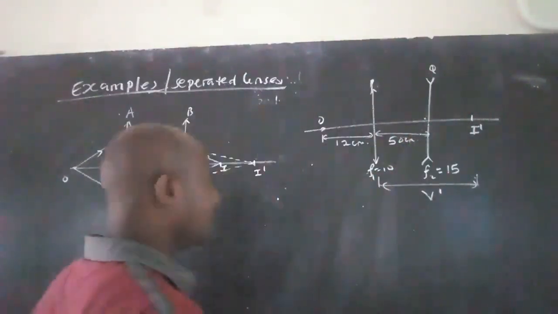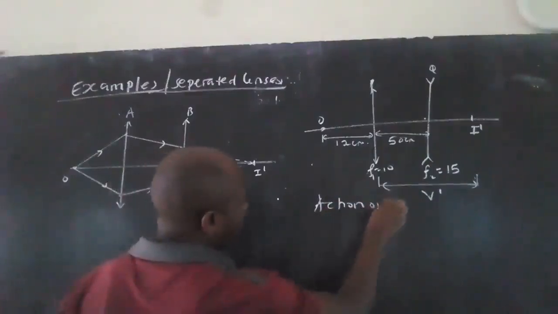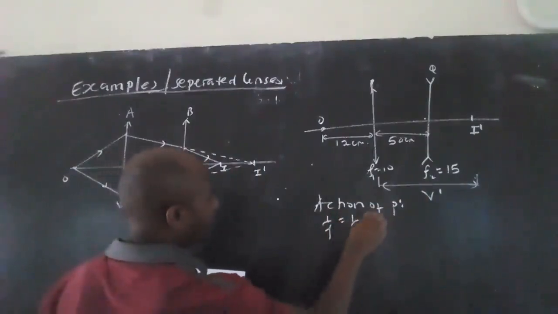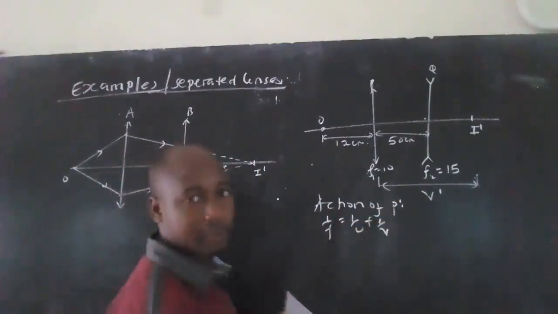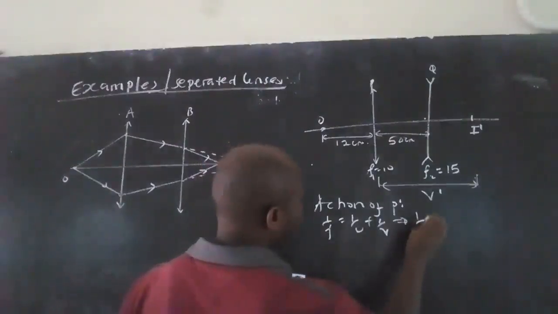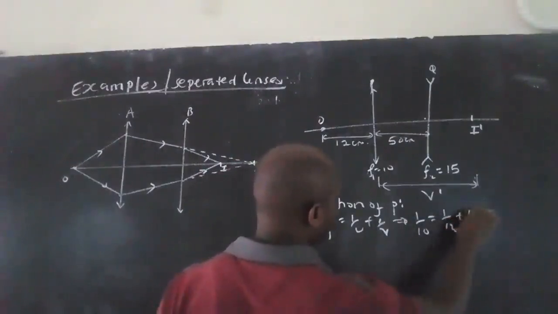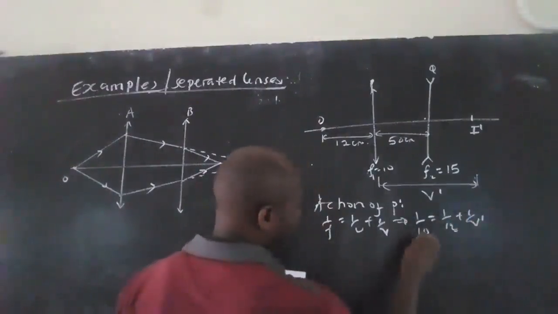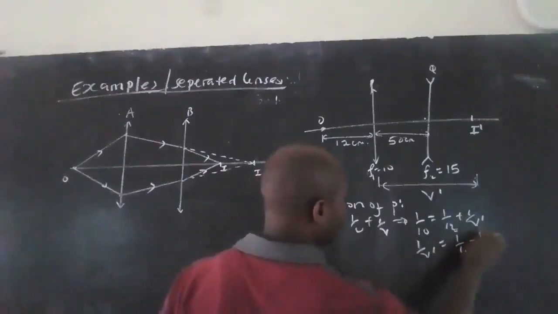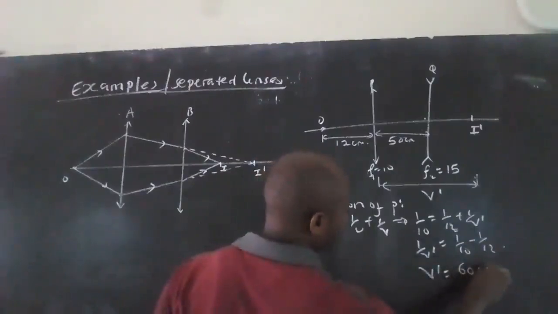So let us check. Action of P. We shall say 1 over f equals 1 over u plus 1 over v. So this one can be 1 over 10 equals 1 over 12 plus 1 over V prime. So 1 over V prime will become 1 over 10 minus 1 over 12. So V prime will become 60 centimeters.